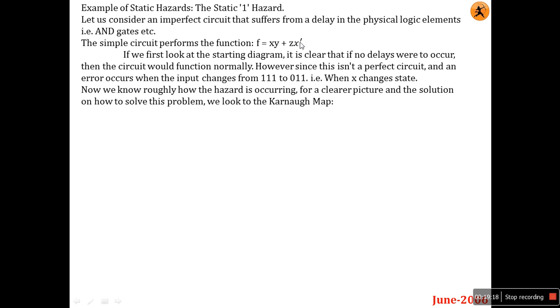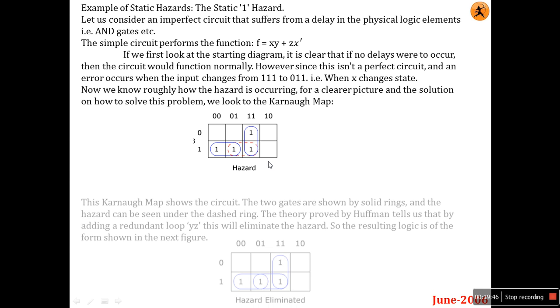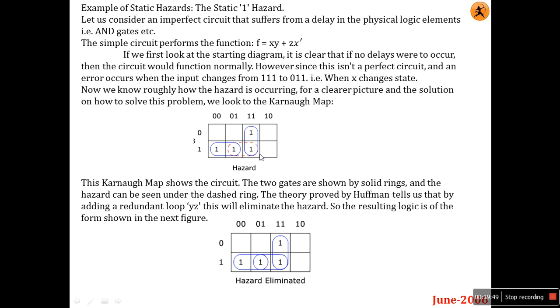Means what? An error will occur in x, y, z, x dash, for example 110 to 111. How it will be represented, I will show in the diagram below. And x changes the state. Now we know roughly how the hazard is occurring. For a clearer picture of the solution and how to solve this problem, we look at this: given 1 1 1 and 0 1 1. But where the hazard will occur, this is the static hazard. This red block shows the static hazard.